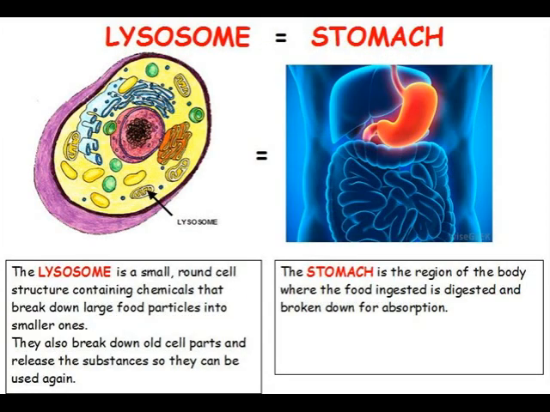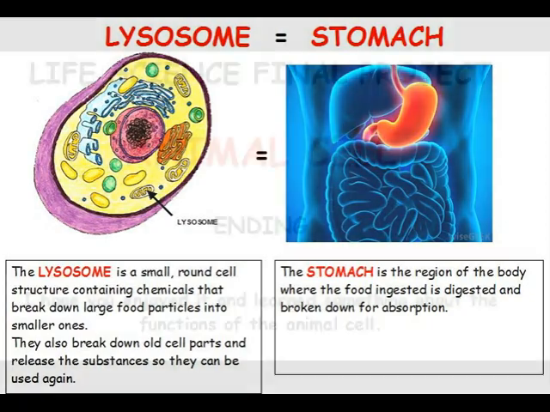The lysosome is a small, round cell structure containing chemicals that break down large food particles into smaller ones. They also break down old cell parts and release the substances so they can be used again. We can compare the lysosome to the stomach because the stomach is the region of the body where the food ingested is digested and broken down for absorption.